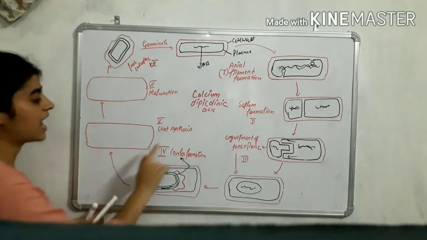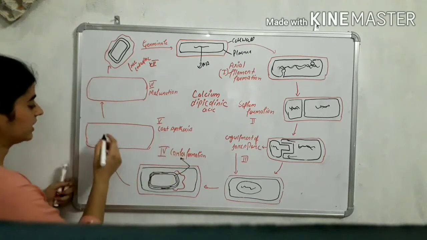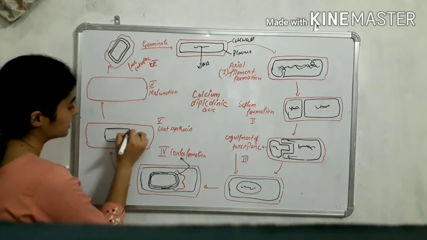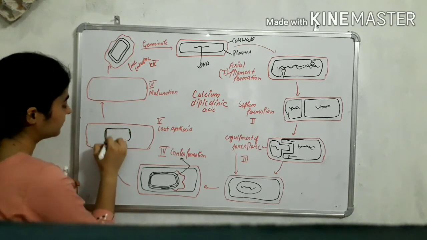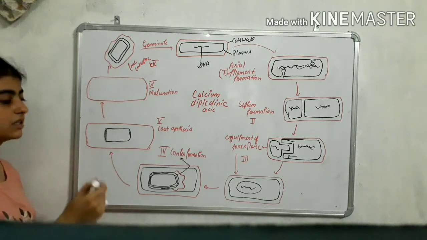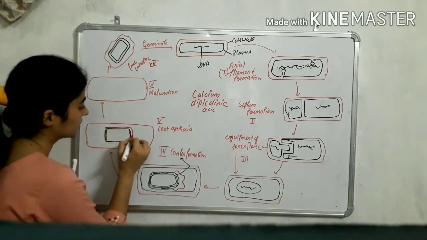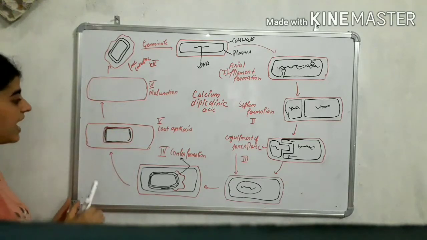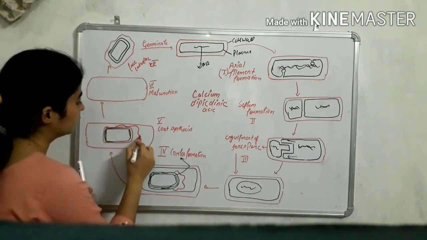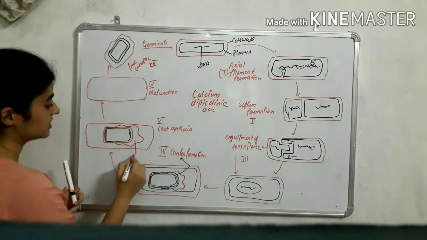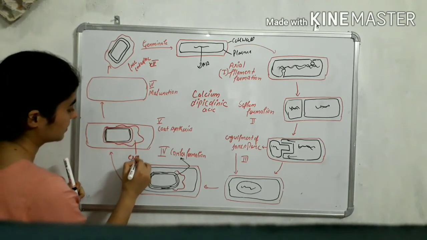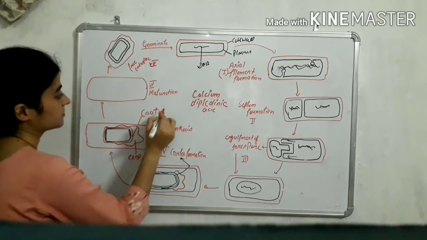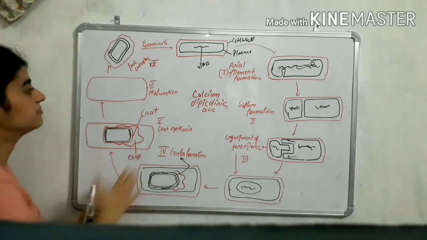The next stage is coat synthesis. In coat synthesis, what will happen? There is the cortex. After the cortex there will be the synthesis of the coat, and there will also be the exosporangium. So this is the exosporangium, and this area is our coat synthesis. Next we have maturation.